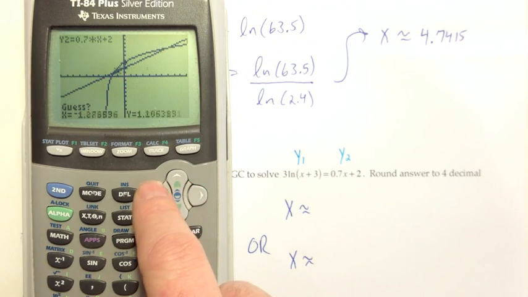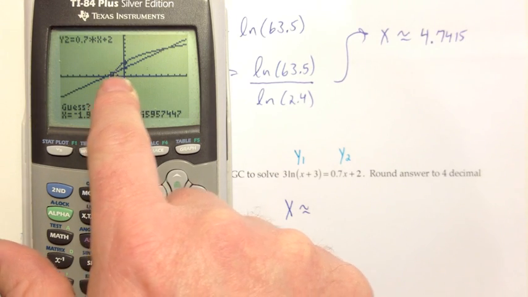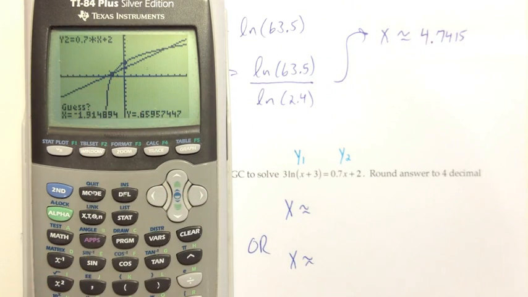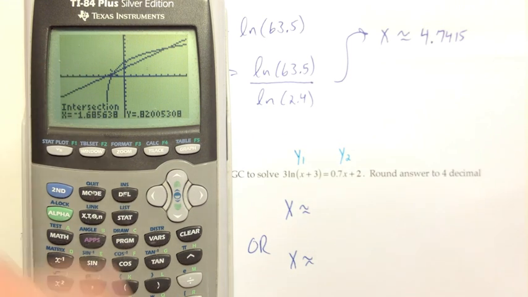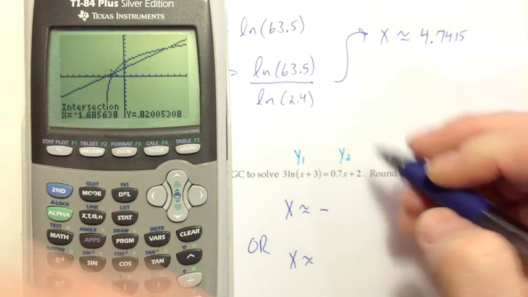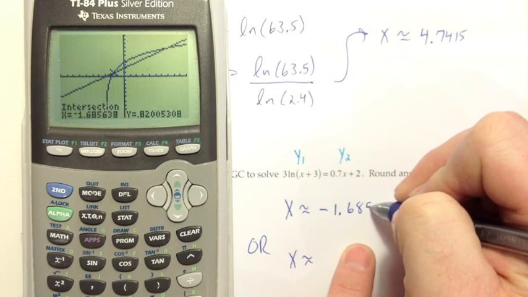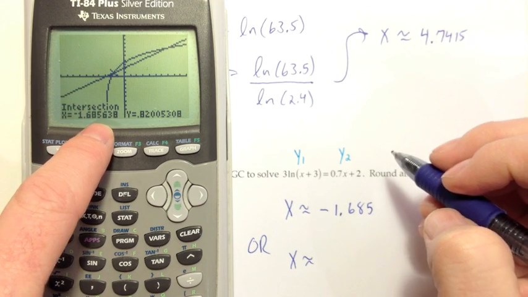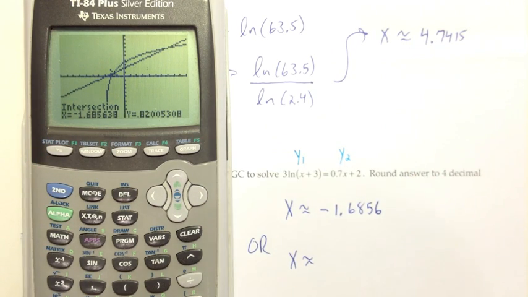So I'm going to go from left to right and use the arrow keys to get the little flashing cursor close to where it looks like the intersection is, and then I'm going to press enter, and because I was close to that one, that's the intersection it found. And that x is approximately negative 1.685, and let's see, the next digit is a 6 followed by a 3, so that would stay as a 6. So now there's one of the intersections.